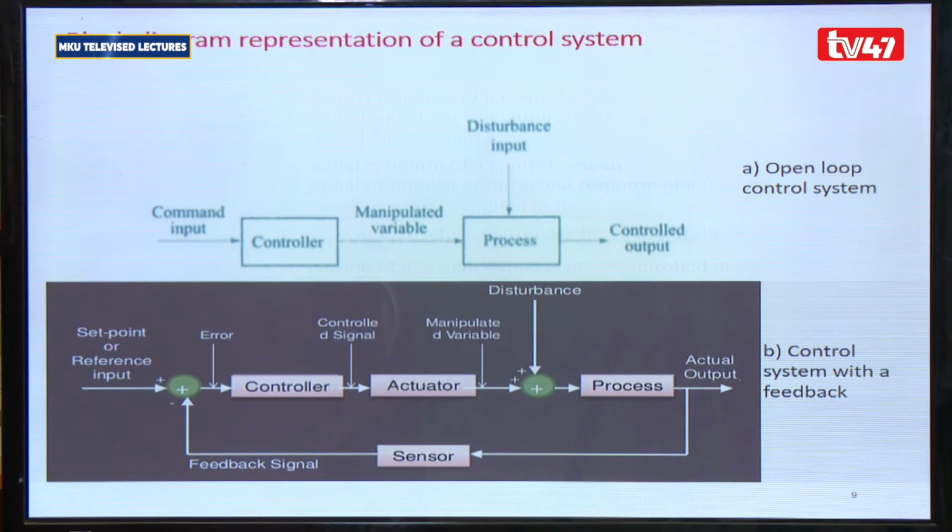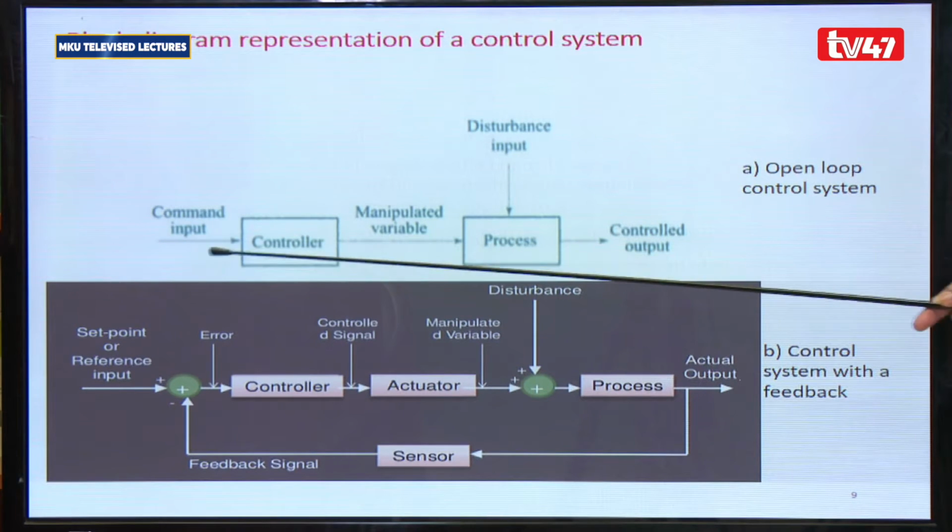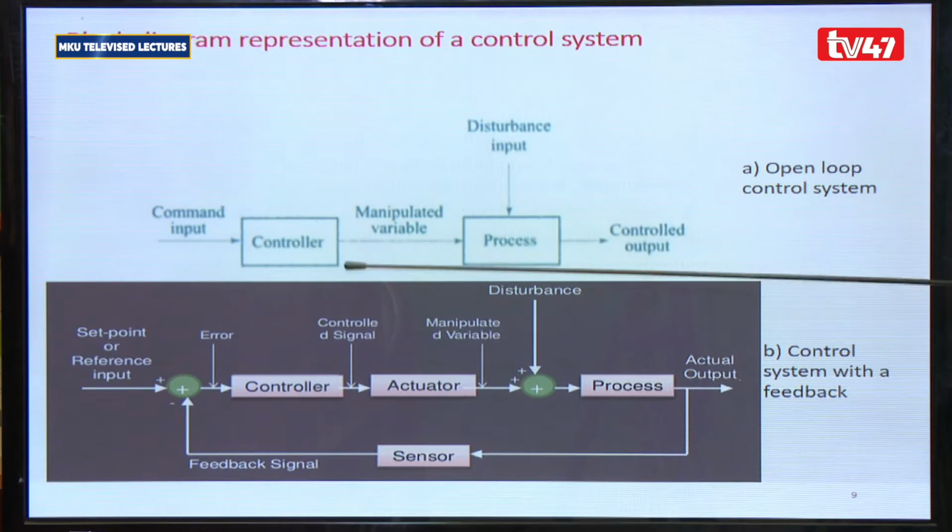We have a block diagram representation of a control system. In this case, there are two categories. We have the open loop, just as the name says, it is open. Remember, we have our disturbance. So this is our input command. We have our controller. This is the simplest.